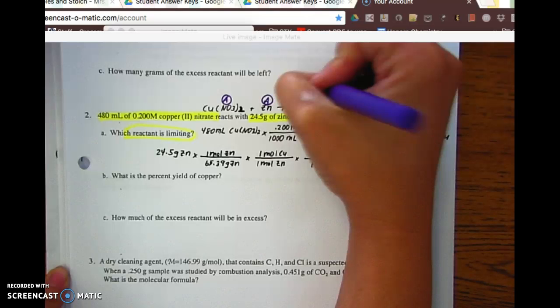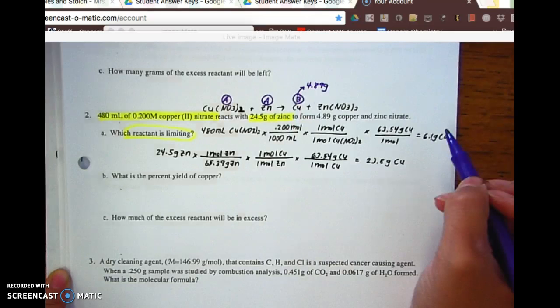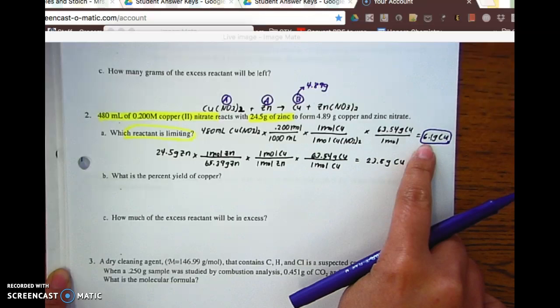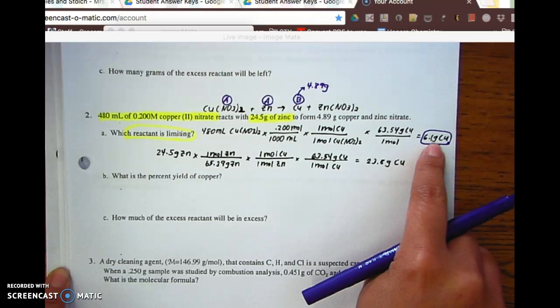Now we're told that when somebody actually did the lab, they got 4.89 grams of copper. Now, what you want to do is figure out, based on what you're starting off with, what the theoretical yield is actually supposed to be. You figure out here that if you did 480 mL of this and 24.5 grams of zinc, it's always a smaller number that is actually going to form. So theoretically, if everything goes perfectly in the lab, I should get 6.1 grams of copper.